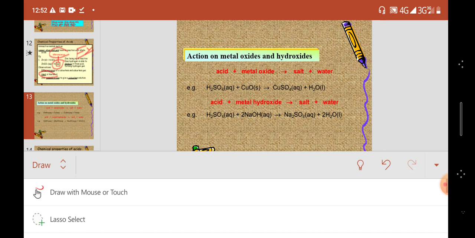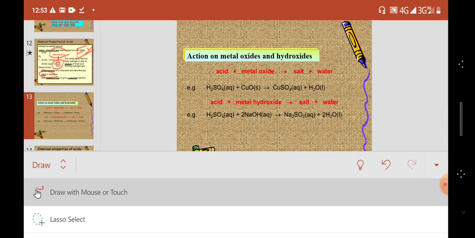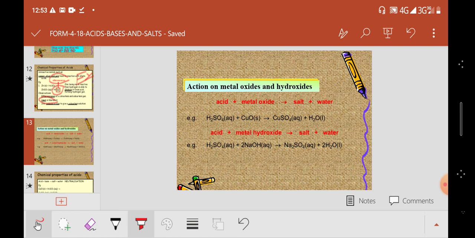So here the products will again be two of them. But unlike when you react an acid with a metal, when you react with bases, water will be produced instead of hydrogen, but the salt will remain. So when you react sulfuric (VI) acid with copper (II) oxide, you'll get copper (II) sulfate and water.